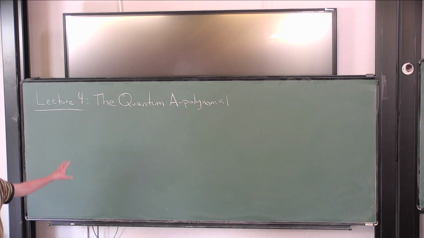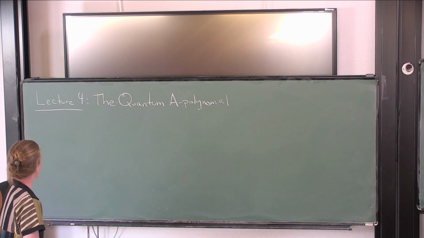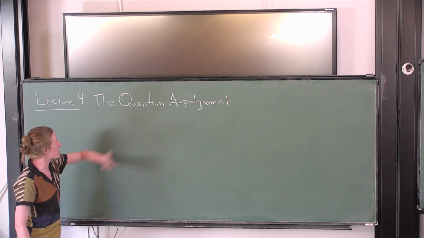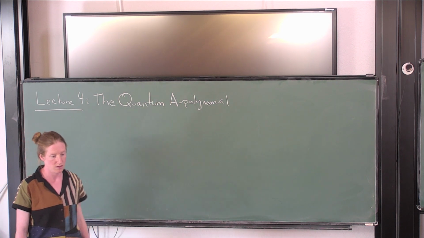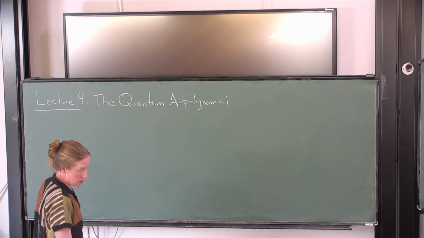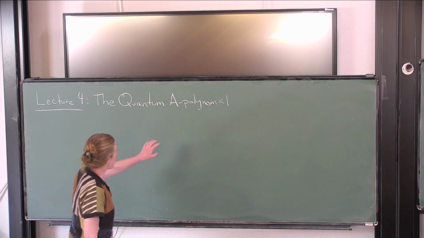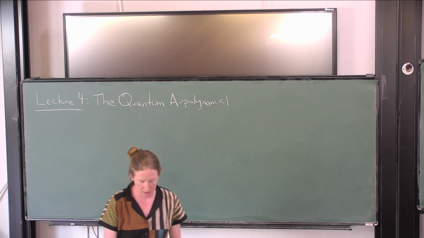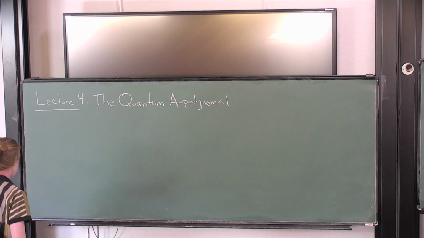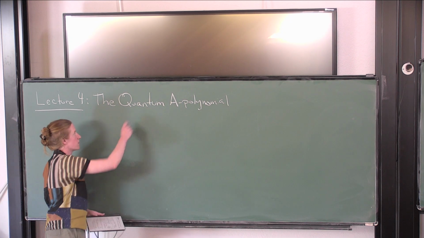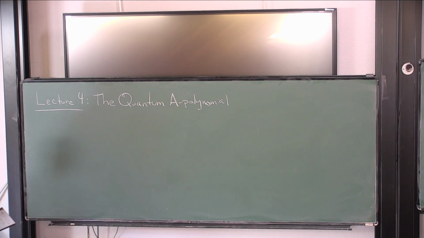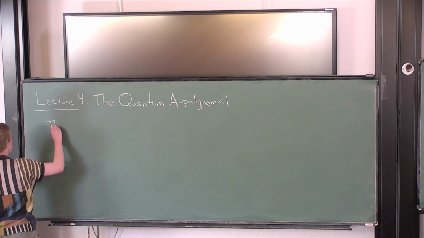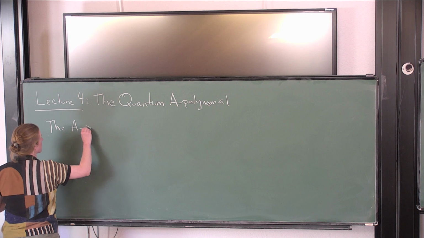So today what I want to do is explain why I put you through the last 3 lectures, what the motivating project was. And our motivation was to make this thing called the quantum A-polynomial. What I'll do is start off by explaining what the A-polynomial is, and then I'll start talking about how we make a version of it. So, we'll start.